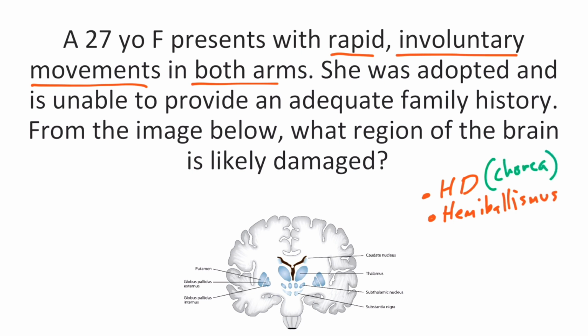So since we are thinking about Huntington's disease, we would think that the striatum is damaged, so the caudate and putamen on both sides. Now, the reason we're not thinking it's hemiballismus is because if this patient had hemiballismus, we would see more of a wild flailing on one side of the body, which is really not what we're seeing here. However, if we were thinking this patient had hemiballismus, we'd be thinking of damage to the subthalamic nucleus. And it would have to be on both sides because this patient is demonstrating symptoms in both arms. But again, that's not what this patient's demonstrating, so we're thinking it's Huntington's disease.